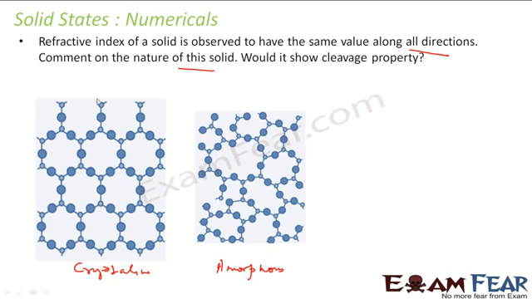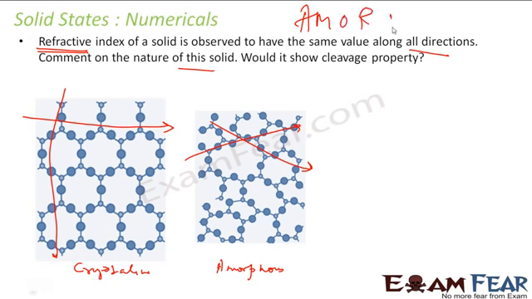Now it is saying that the refractive index is a property. The light passes through, and you see the refractive index. It is observed to have the same values. In the crystalline case, we said it will give different values, because light passes through some directions more than others. But here, since everything is haphazard, whichever direction you go, it's almost the same. So the refractive index has the same values in all directions. That means the compound I am talking about is amorphous, not crystalline.